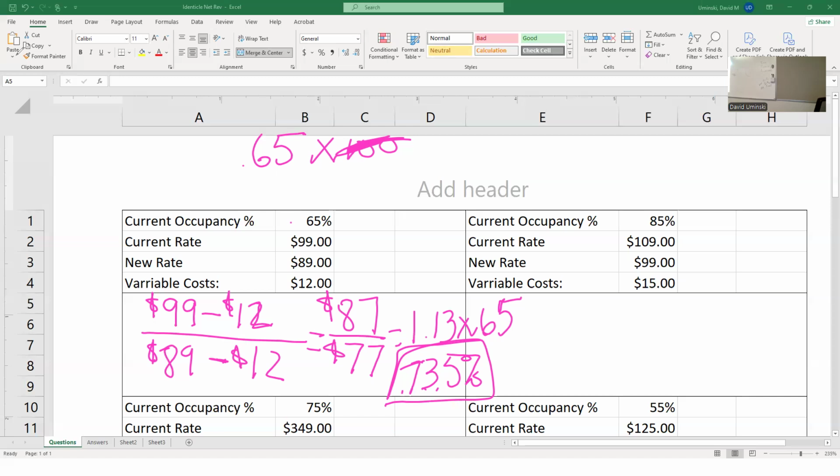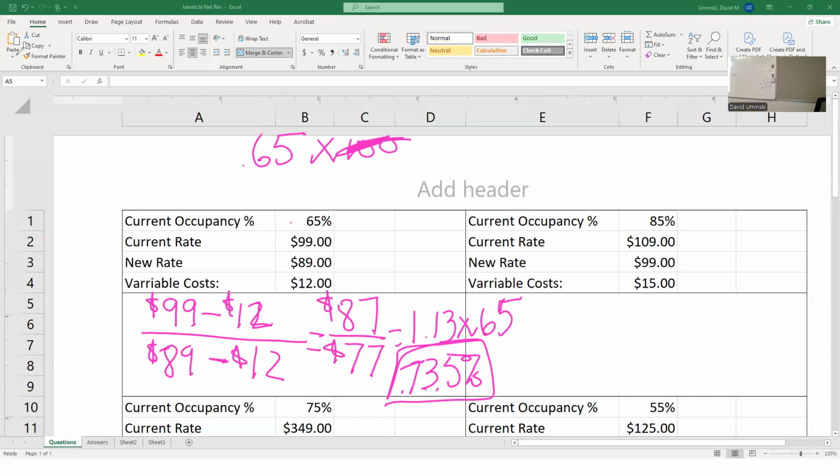So if I drop it by $10 and I only get to 70% occupancy, I'm actually losing money as if I had just stayed at the rate of $99. Because I still have to clean all those rooms. I still have to pay for the chemicals, the laundering, the hours, all that stuff. Okay. So let's do another example.